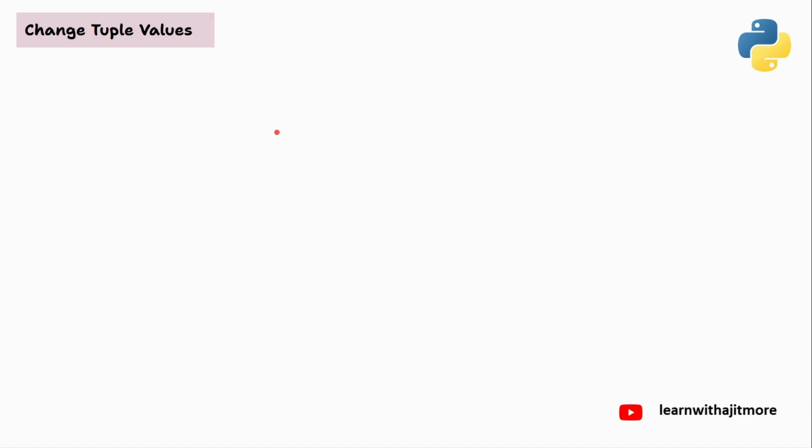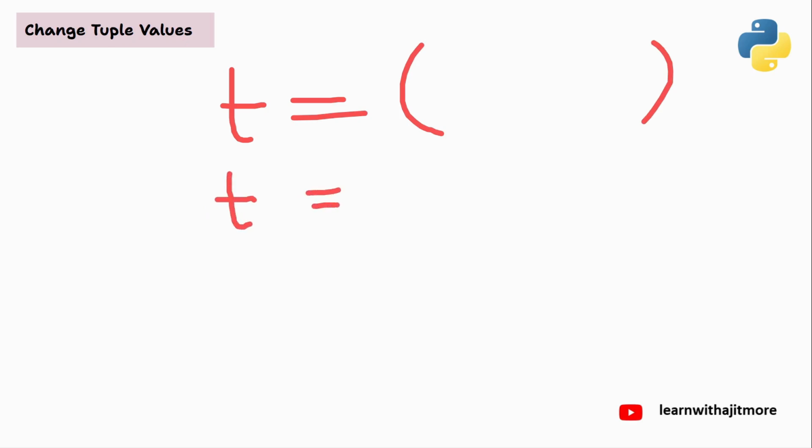What you can do is convert the tuple to a list. Suppose you have a tuple. You can convert it to a list: list of tuple. We have one list function which creates a copy of any iterable.